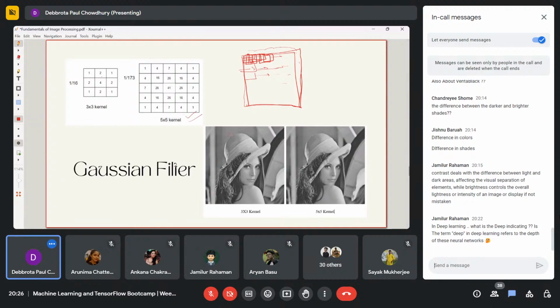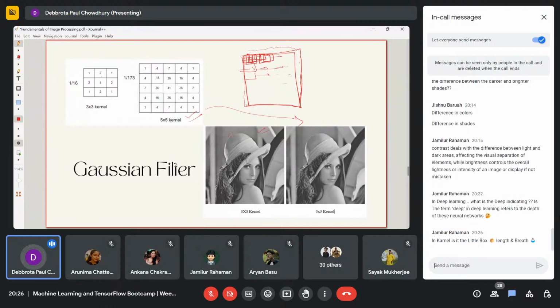So if you use a 5 by 5 kernel, you will get more blur as compared to this one. So based on these kernels, you'll get a more blurred image. If you use this one instead of this kernel, you'll get a more blurred image. So you can apply these and see the difference. Use this one to blur the images.